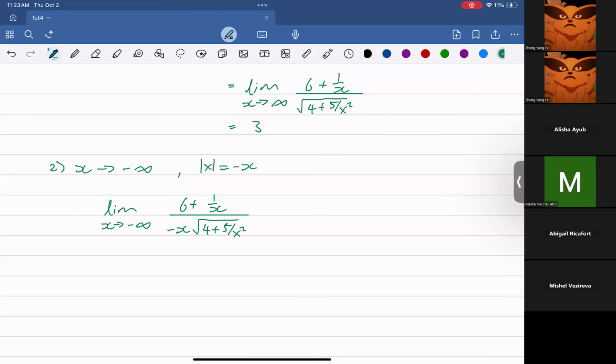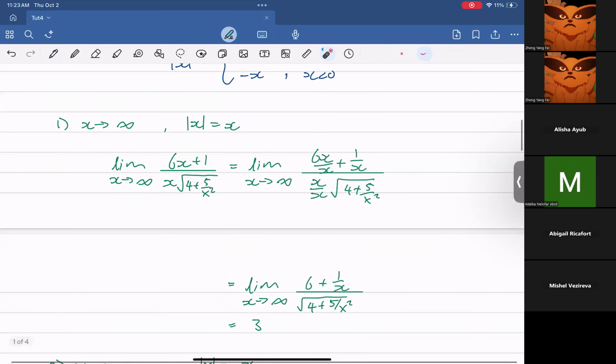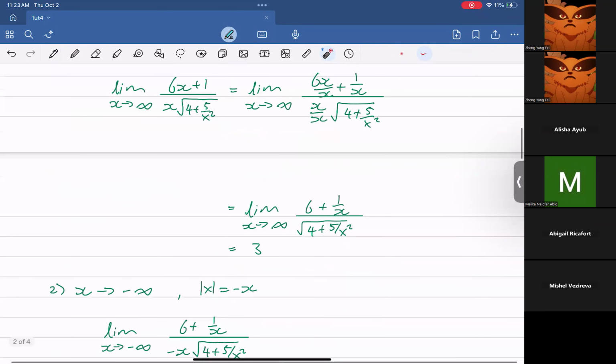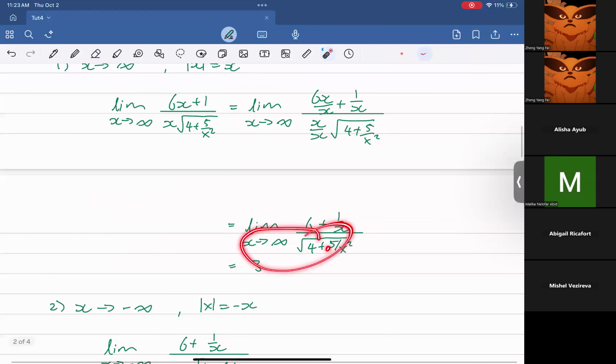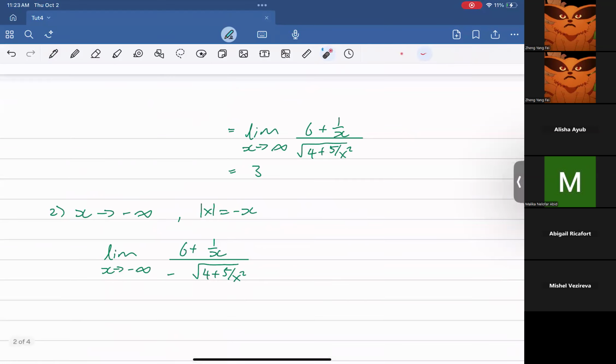This should be divided by x, so this x here is gone, just like how it was gone over here. And if you plug in negative infinity, that will go to 0, that will go to 0, so you have 6 over negative root 4. So that's going to give you 6 over negative 2, which is equal to negative 3.